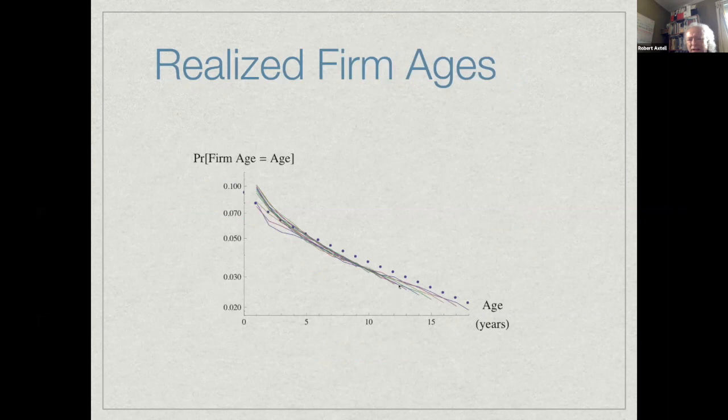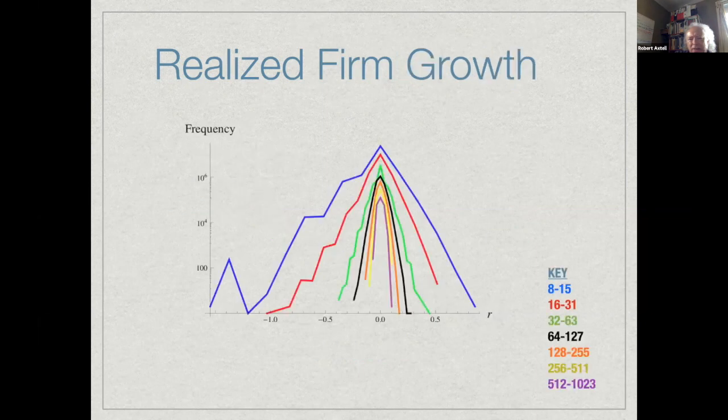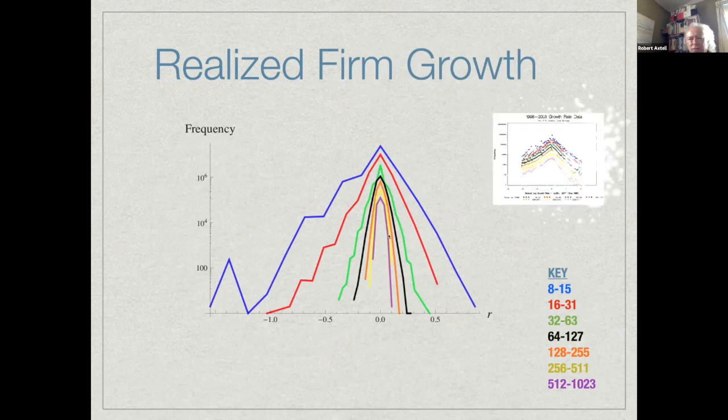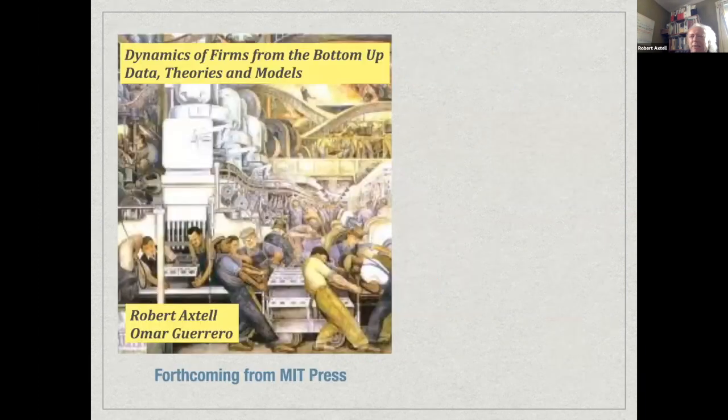Here now, the data are the lines for ages, and the dots are what's coming out of our model. Once again, we've calibrated the model to do pretty well on all these things. Growth rates are similar to what we had before, where the small firms have the most volatility in the growth rates, large firms less. It should look like this, and it looks quite similar. All this stuff is described in this book that we have coming out from MIT Press later in the year.